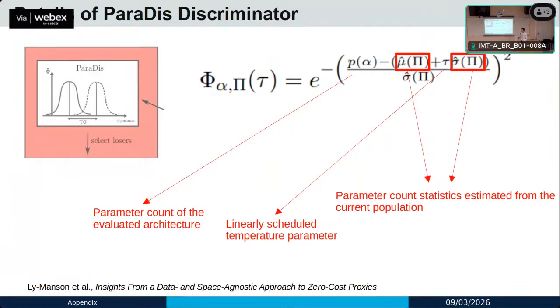But what I don't understand in the standard method is how they eject the architectures. They remove the architectures with the low scores of ZCP. Okay.